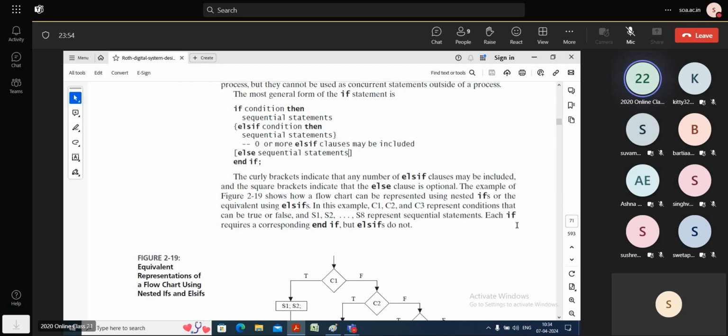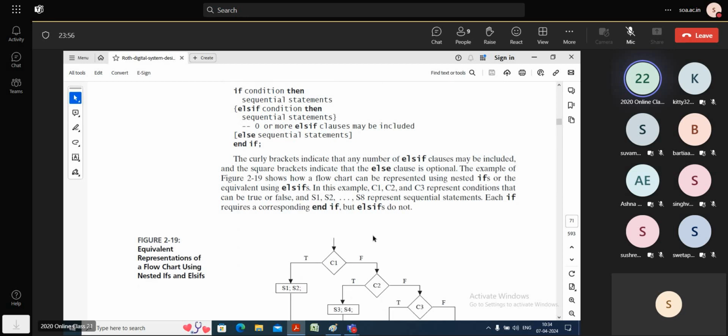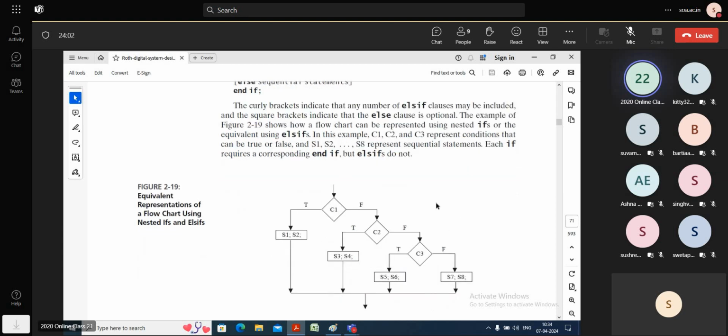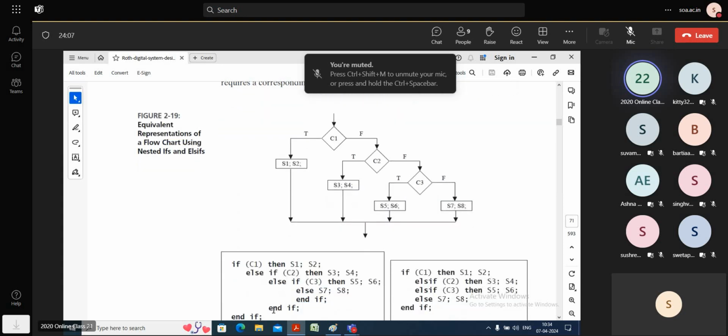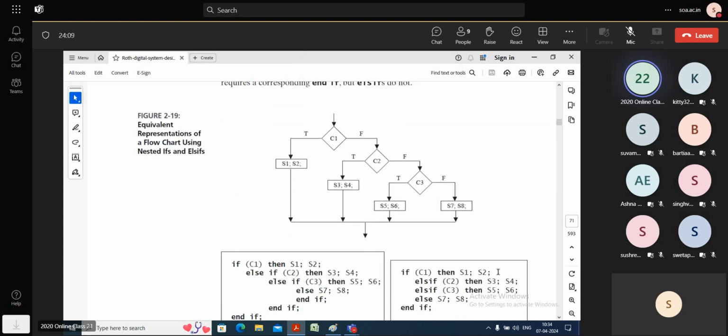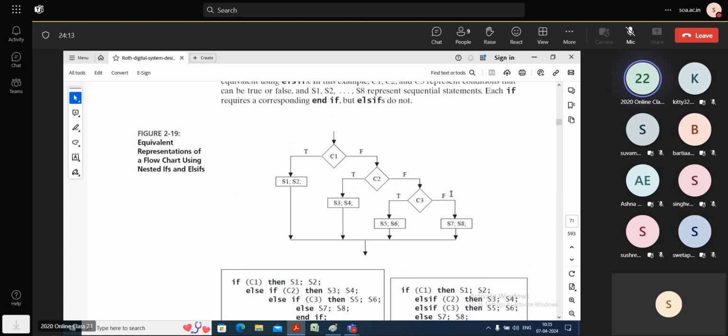Okay, next you can see the example in the figure below. This shows a flow chart. Here you can see the flow chart. This is how you can represent it by using a nested if, and another way is else if. So this is the flow chart. First we are checking this condition C1.